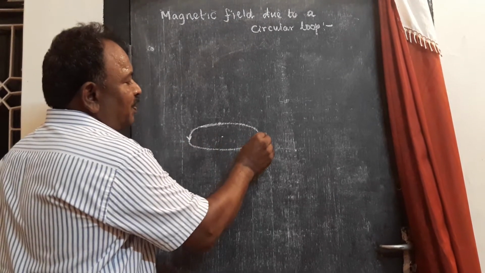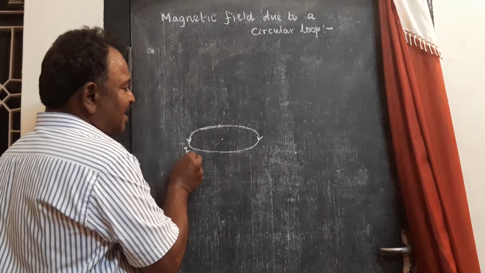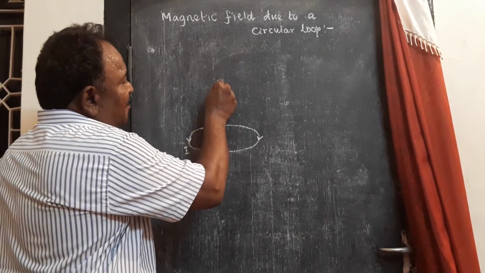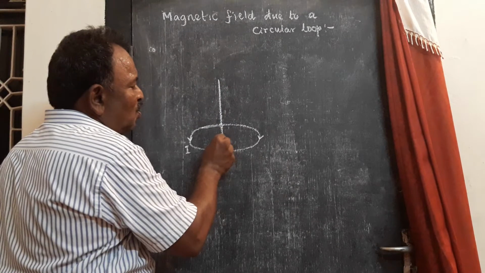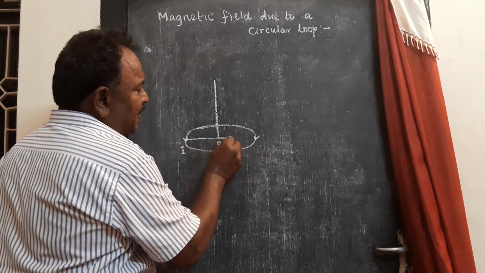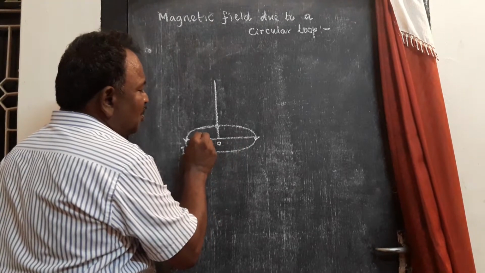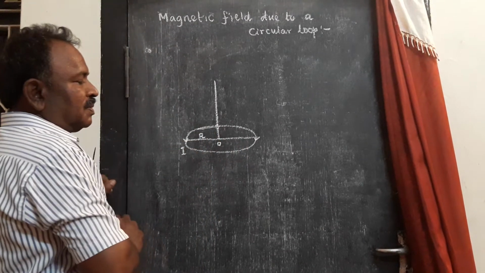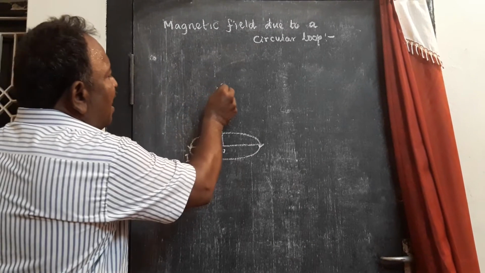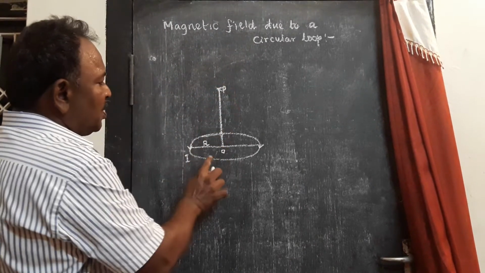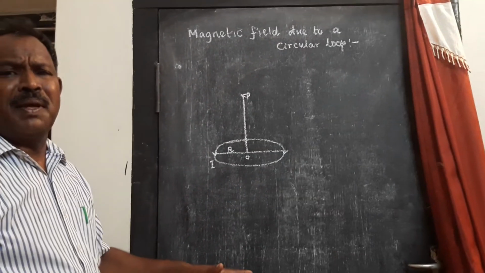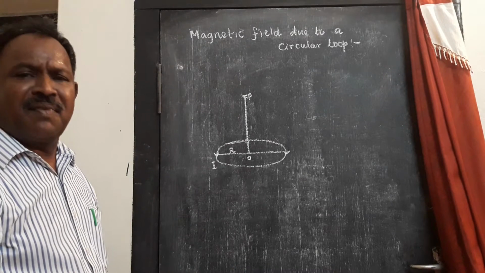So, I am going to consider a loop. In this loop, there is a flow of current. Current is flowing in this direction. Let O be the center of the loop and R be the radius of the loop. We are going to find the magnetic field at this point P due to this current carrying loop. So we are going to apply Biot-Savart's law for this.